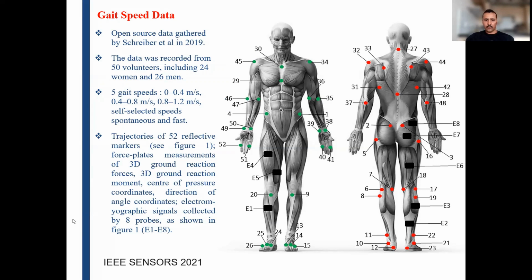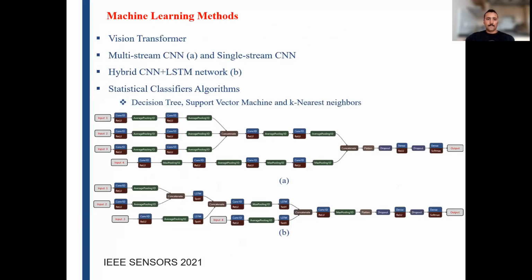So we had 4 modality data recorded from 50 subjects, 24 women and 26 men. We proposed a machine learning approach, and we handled this problem as a supervised classification. So we would feed the data and train a neural network, and then we will test the data and see how effective it is. So we used vision transformers.